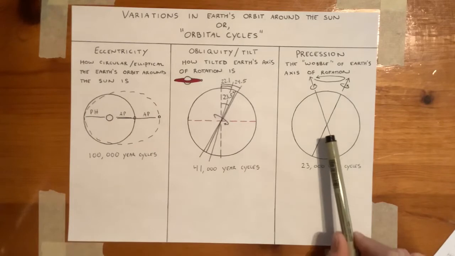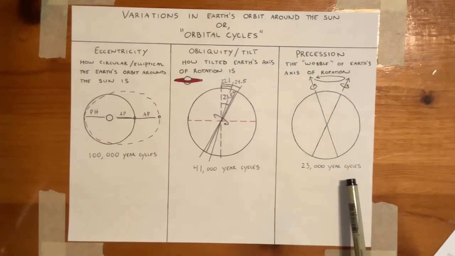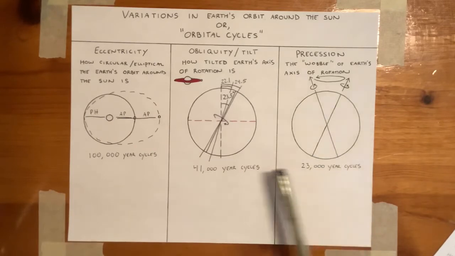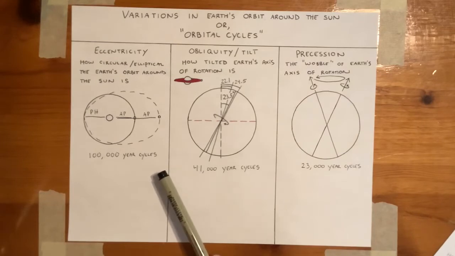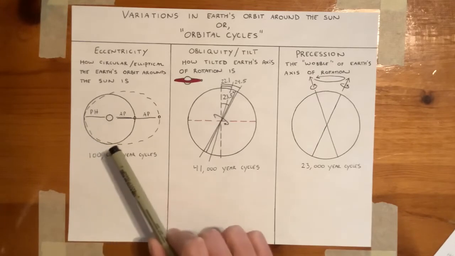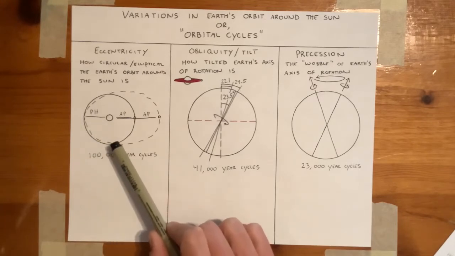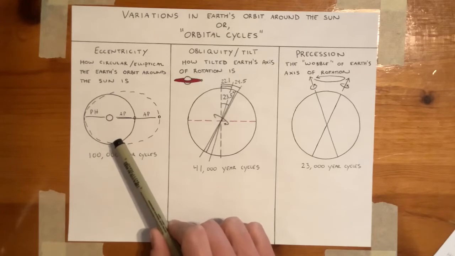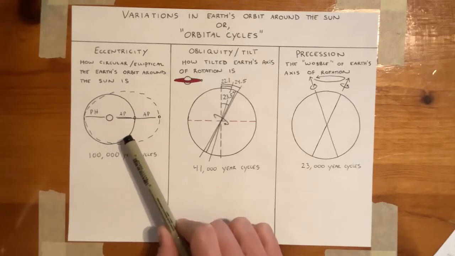But because precession changes on a much shorter time scale, there can be times in the Earth's orbit when the northern hemisphere is actually pointed towards the sun when it's at the perihelion. So that means that it would get more solar radiation because it's closer to the sun and it's pointing towards the sun.